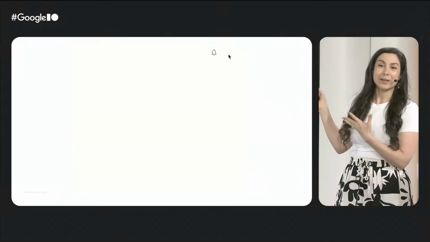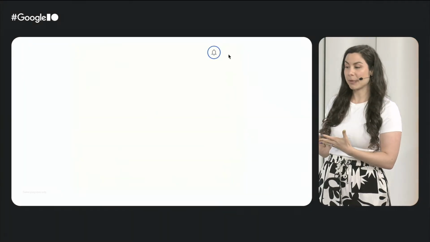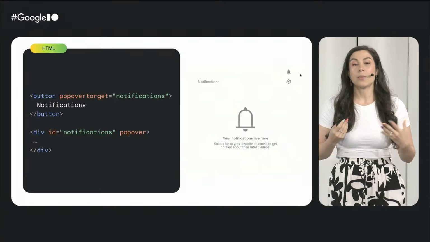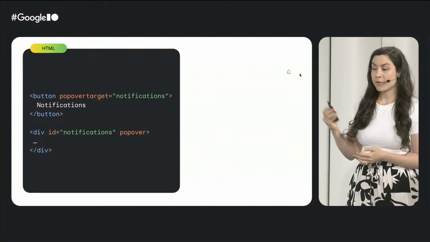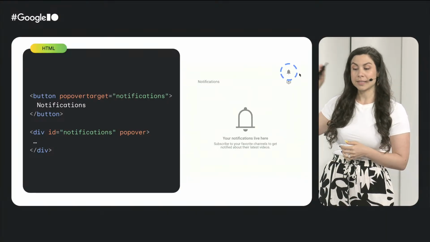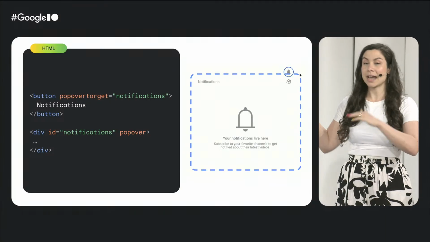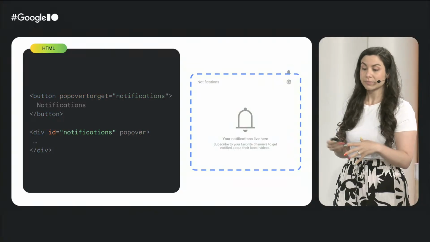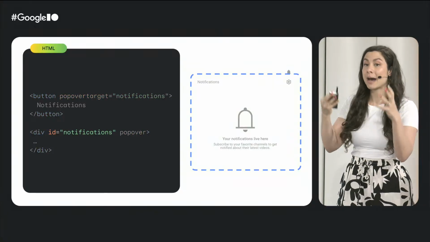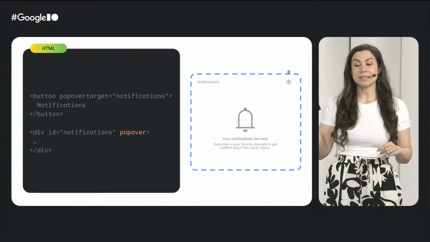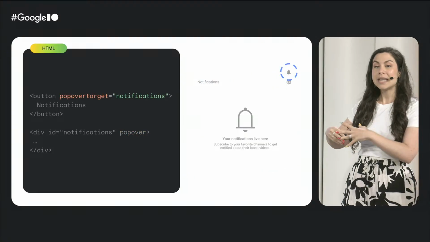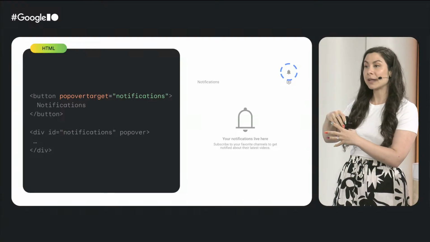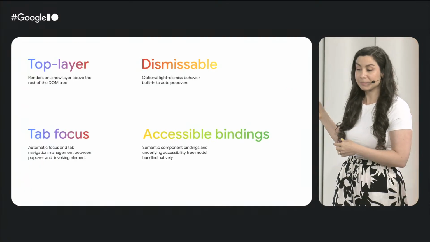So as an example, here we have the YouTube notifications popover, just for a visual. And a way to create a popover is fairly simple. You just need two pieces. The first is a trigger element, like this button here, and the second is the actual popover itself. All you need to do is give the popover an ID and set the popover attribute on that popover. Then you connect the popover to its invoking button using popover target, like this.